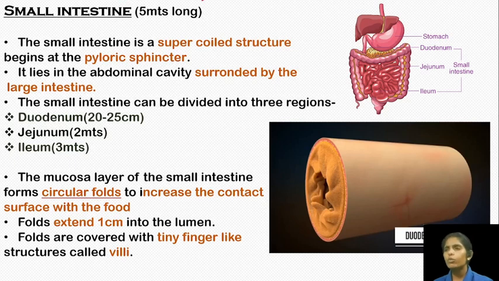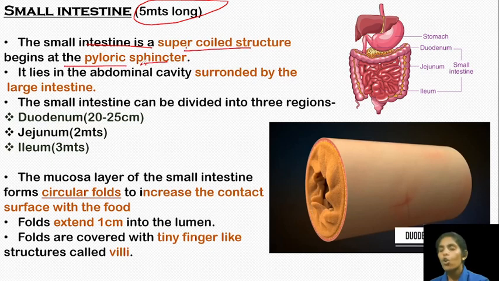Now let us discuss the small intestine. It is about 5 meters long. The small intestine is a supercoiled structure which begins at the pyloric sphincter. So the entry of the food from the stomach into the small intestine is guarded by a sphincter called the pyloric sphincter.